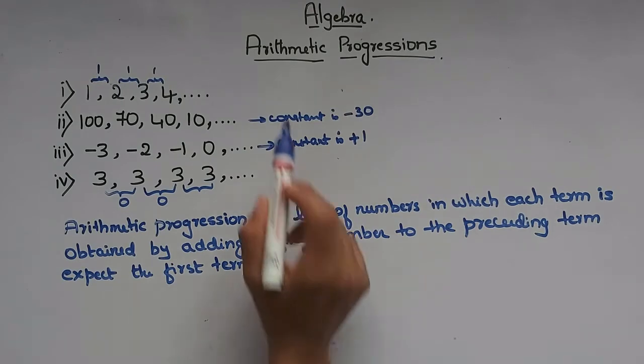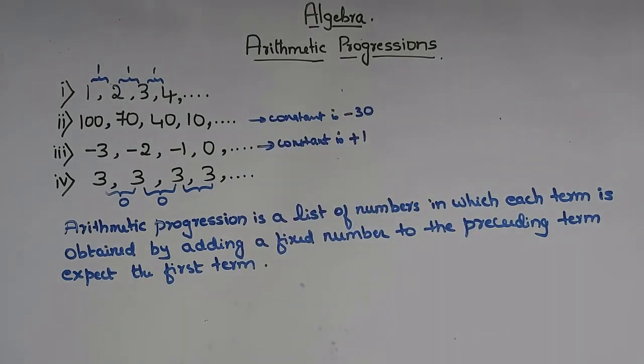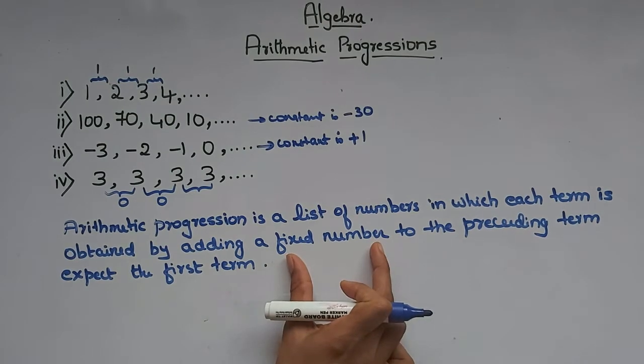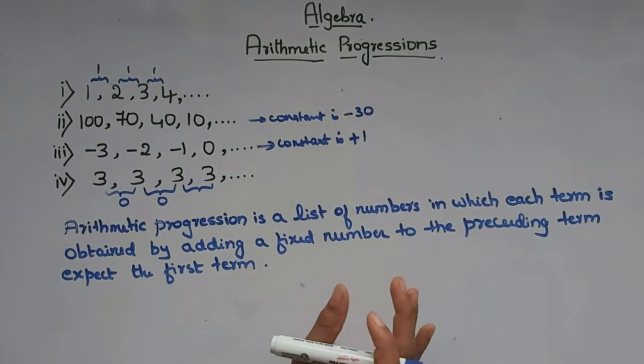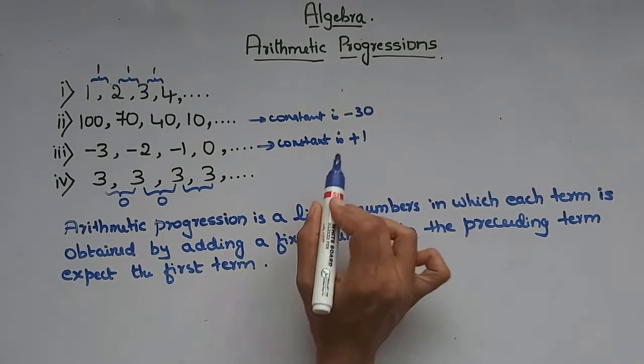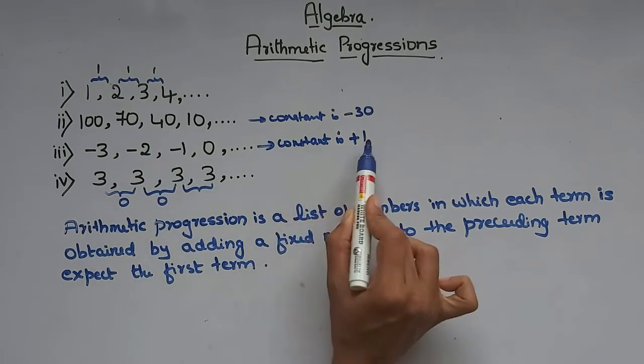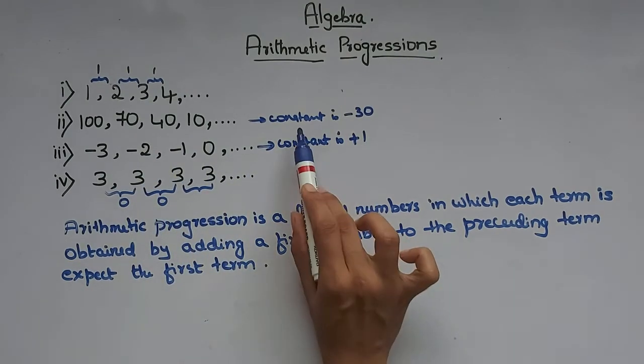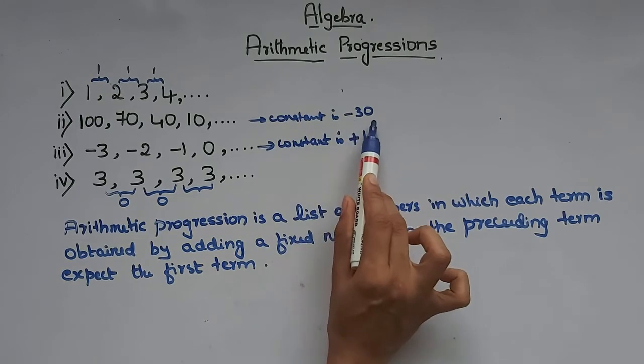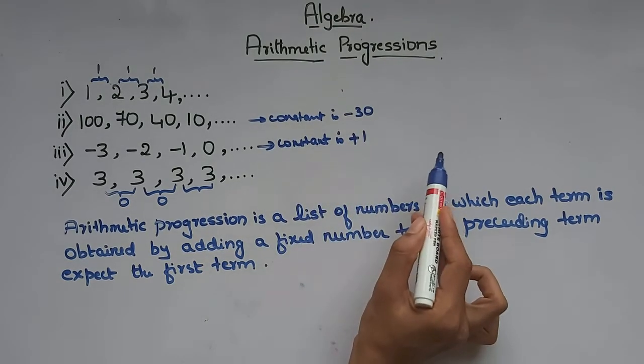So I hope you got an idea what is arithmetic progression. So here the fixed number is called the common difference. This can be positive or negative as we have seen here, right? Here the common difference is plus 1. So here the common difference is minus 30. So it can be positive or negative.